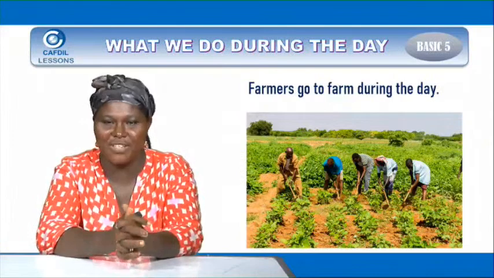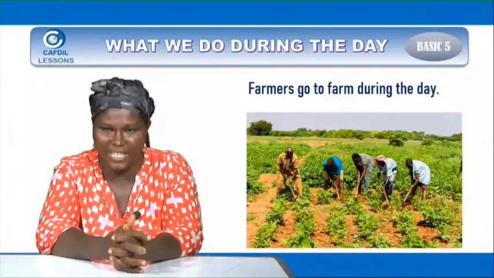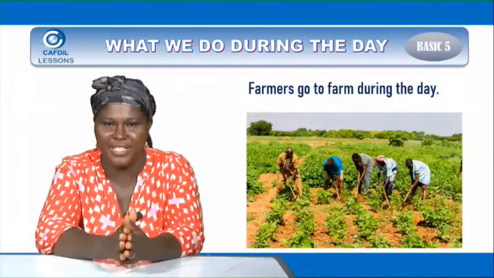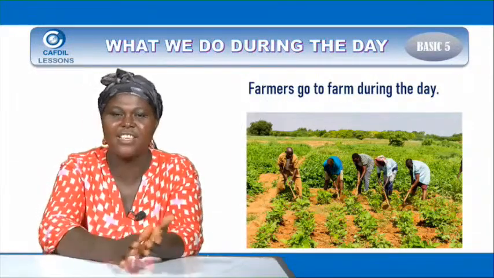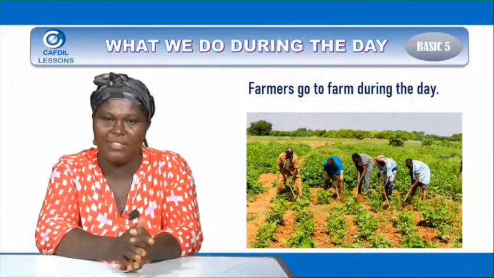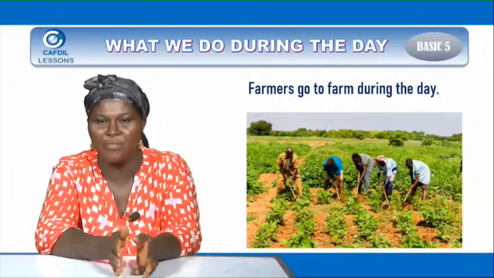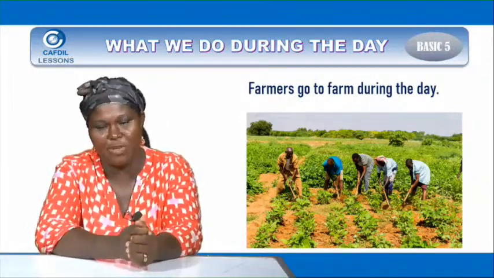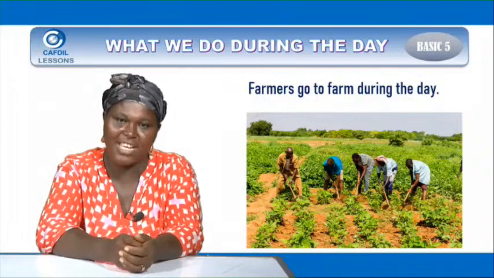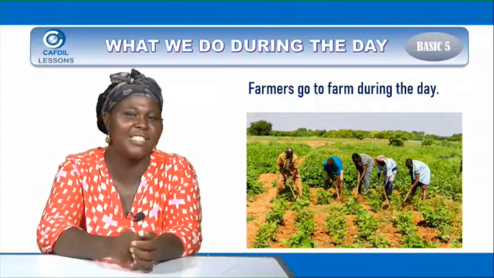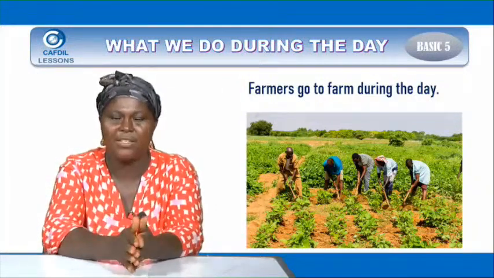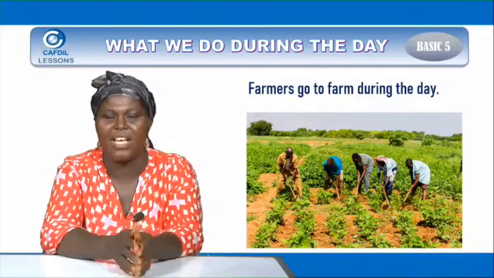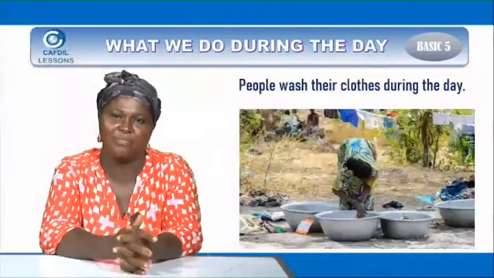Now what are they doing? They are reading. Because of the bright lights, they can see everything. Farmers go to farm during the day because of the sun. They can see everything on the farm. And they can work very hard. Let's look at another one.